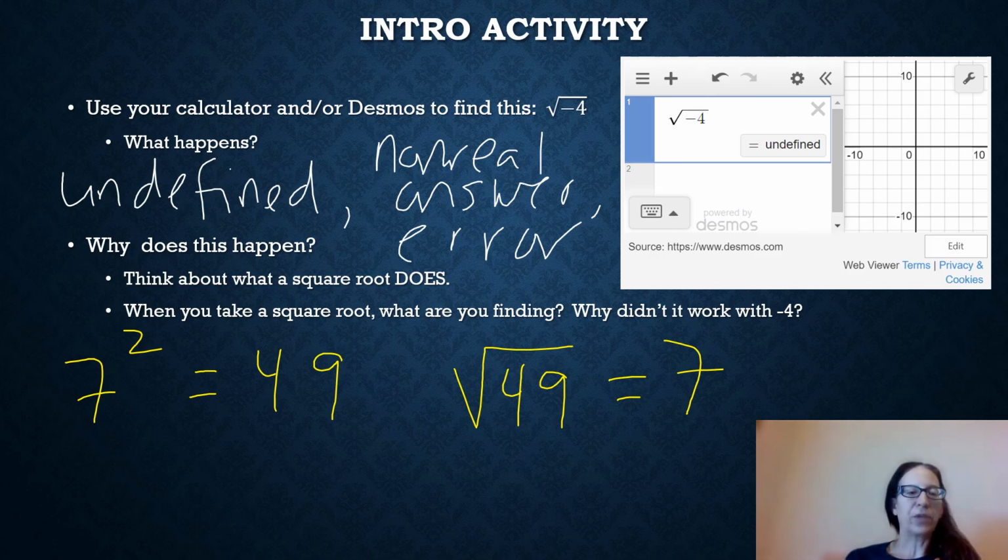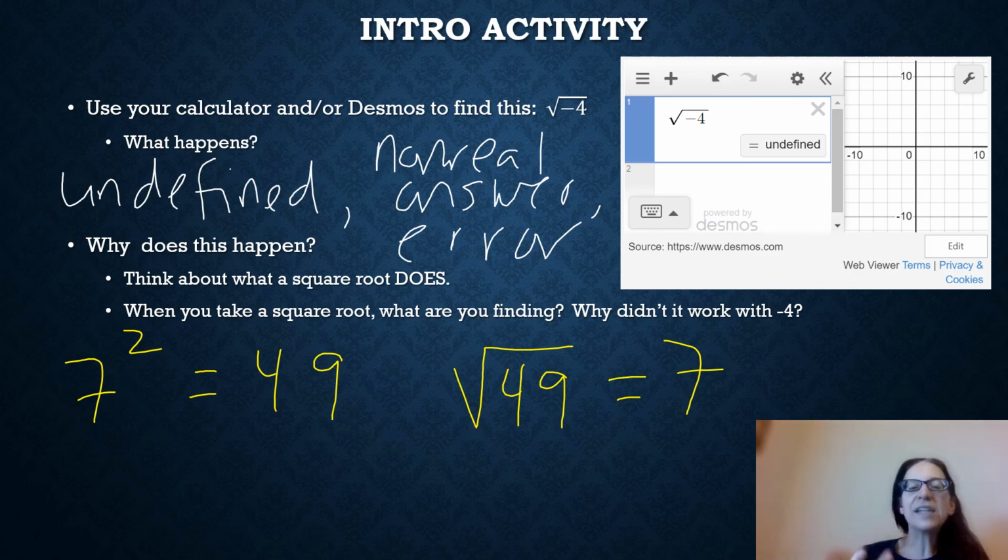And please be careful with how you say that out loud. I hear students and sometimes adults all the time say "square rooting" when they mean squaring. This is squaring, okay? Squaring means to multiply a number by itself or a variable by itself. This is square rooting, and it is undoing the squaring.